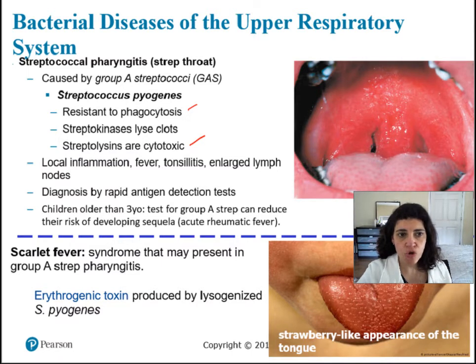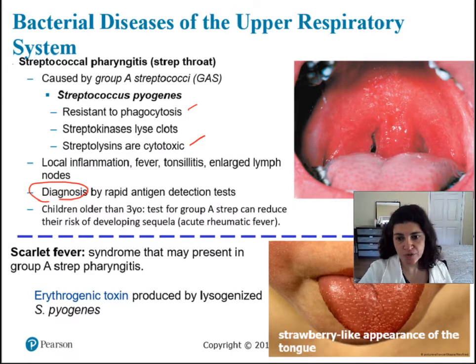When you have streptococcal pharyngitis, you have local inflammation, fever, tonsillitis, and enlarged lymph nodes. It's important to diagnose this disease mostly in children and teens, because remember how these bacteria, S. pyogenes, can get into the blood and go to the heart valves and cause damage, not just there but in joints, causing rheumatic fever. Okay?